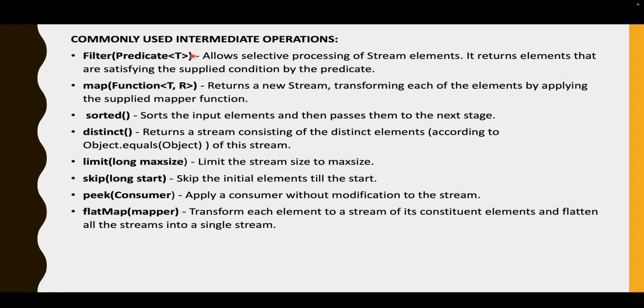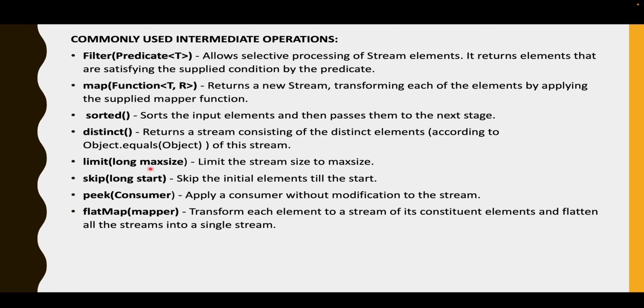Let's now discuss a few commonly used intermediate operations. The first one is filter. What will this filter do? Filter will filter my stream based on the condition that I am passing here. Next is map. What will this map do? Map will transform each of my elements by applying the supplied mapper function. Sorted will sort my stream and return me the sorted stream. Distinct will keep the distinct elements in the stream and return me a new stream.